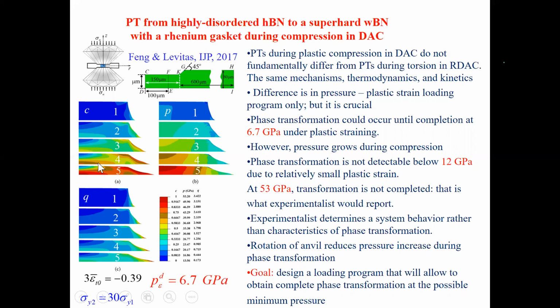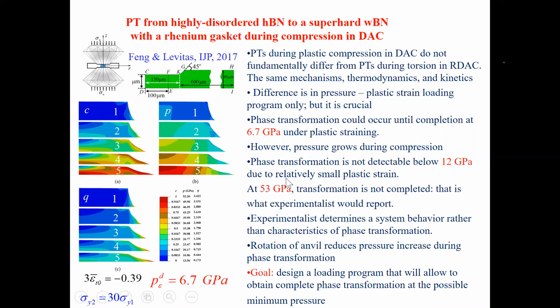And as a result of the solution, we obtain that phase transition is not detectable below 12 GPa. And even at 53 GPa, there are regions with small plastic strain where phase transition did not even start. So what would experimentalists report? Exactly like this. Phase transition start pressure is 12 and it does not complete even at 53 GPa.